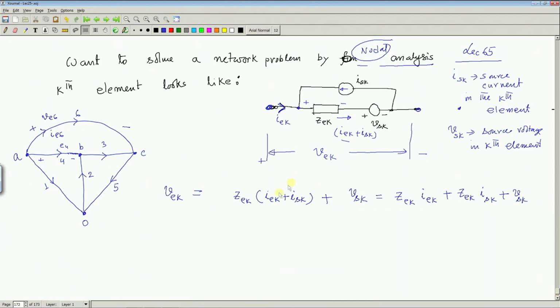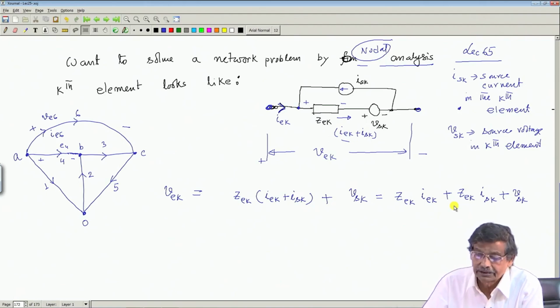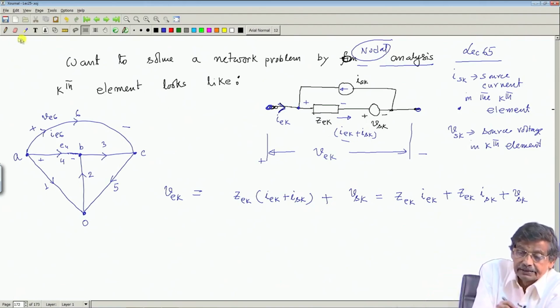So this was the kth element of the network, and this time I have decided to apply the nodal method. That is, I will invoke the A matrix, where we write the KCL equations at the nodes: A I equal to 0. These are the two terminal relations I will utilize.